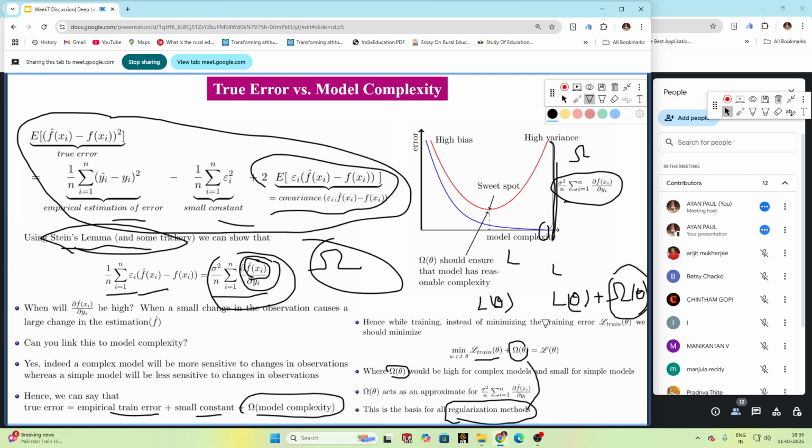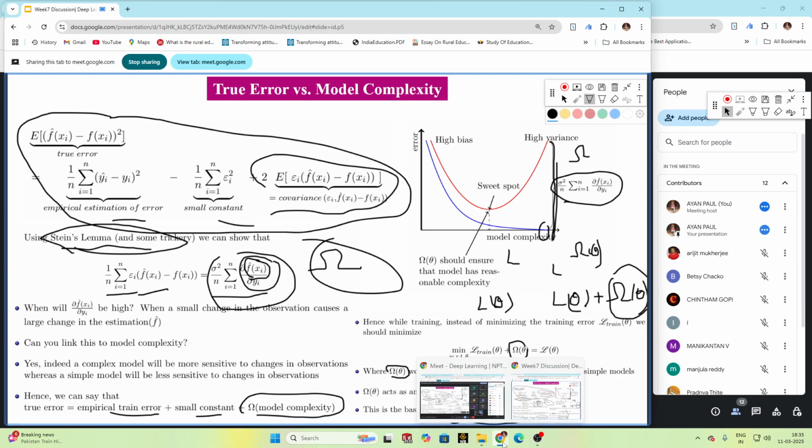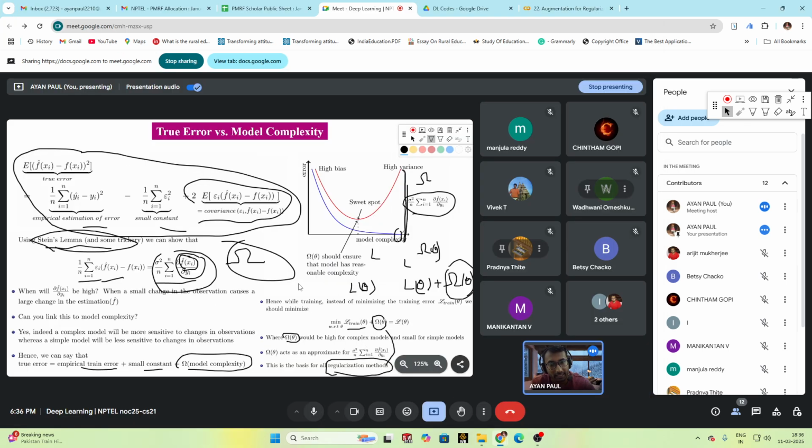Why are we doing regularization? In the last class also someone was asking why we added this sigma theta. We added this sigma theta for introducing a complexity term in our training error, so that it will make a good approximation of our test error. Okay, so this is the theory behind it. So is it clear?